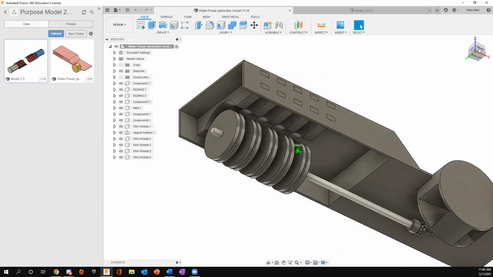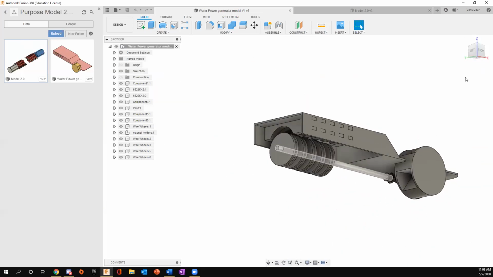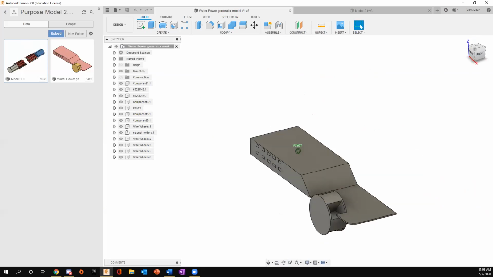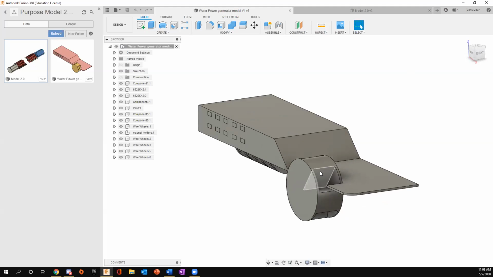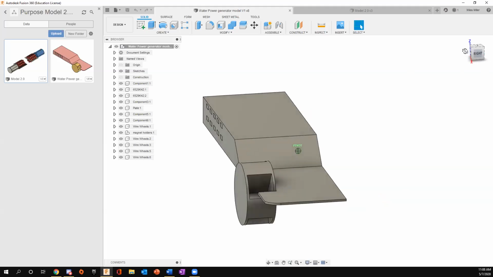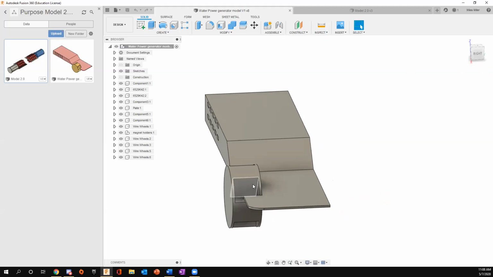The main problem with this generator is that, as you can see, it definitely wouldn't be efficient enough, and we only have the one wheel on here, which is the biggest, which needs the most power. It makes sense to have more wheels, and it doesn't really have very good control over where the water pushes it.